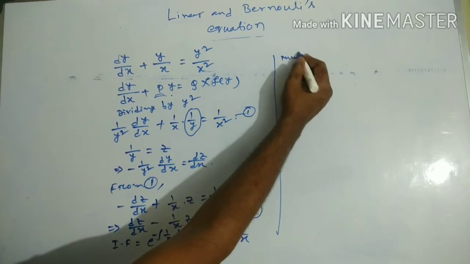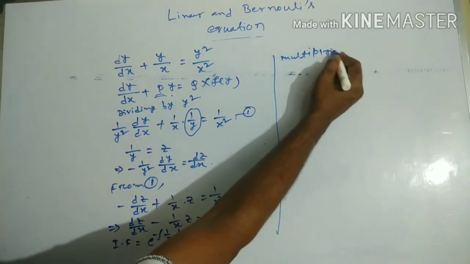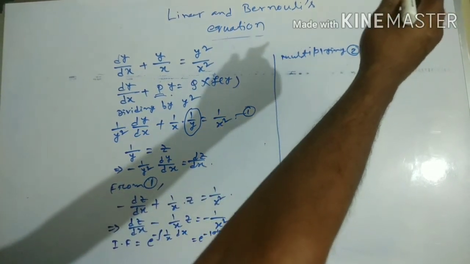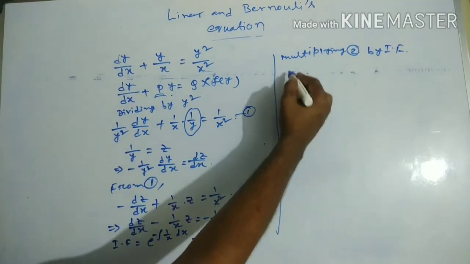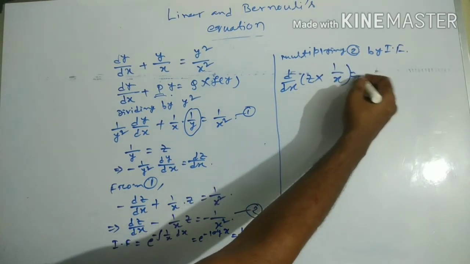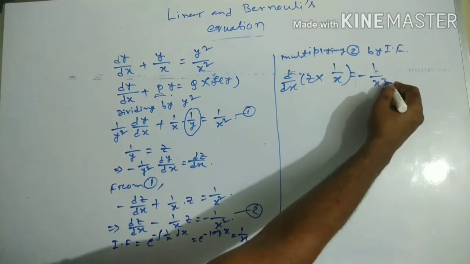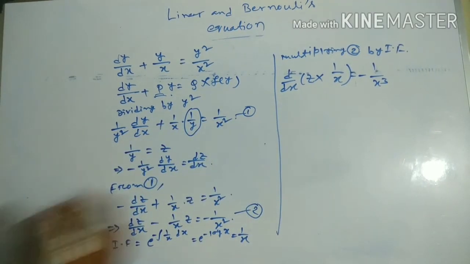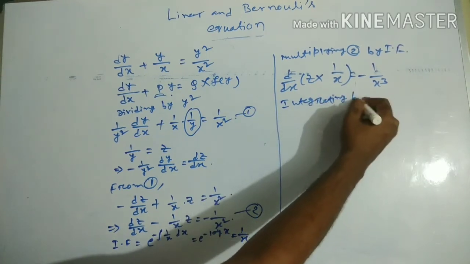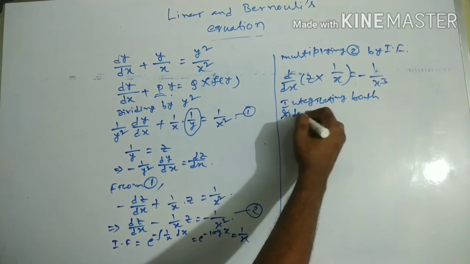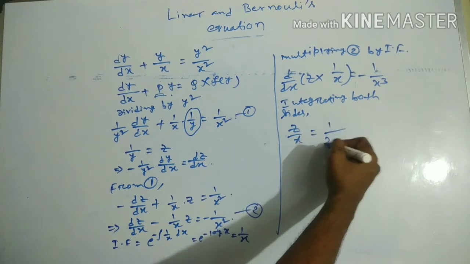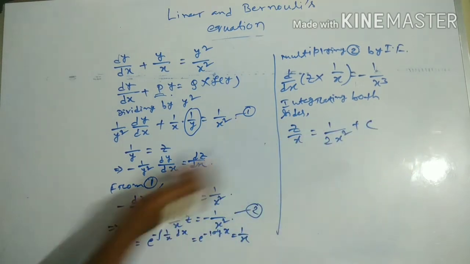So multiplying 2 by the integrating factor, we get d/dx of z into 1/x equal to minus 1/x cube. Now integrating both sides, we get z/x equal to 1/(2x²) plus c.